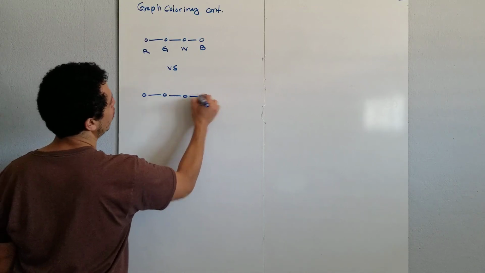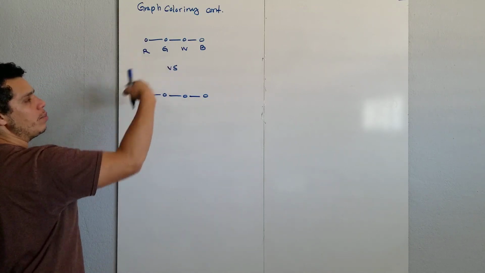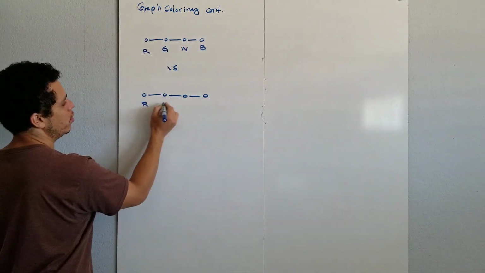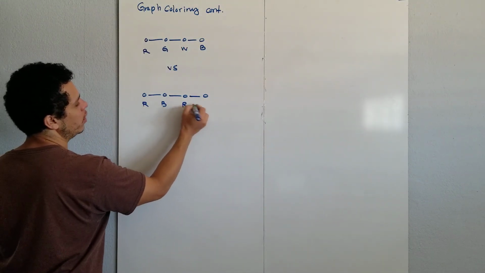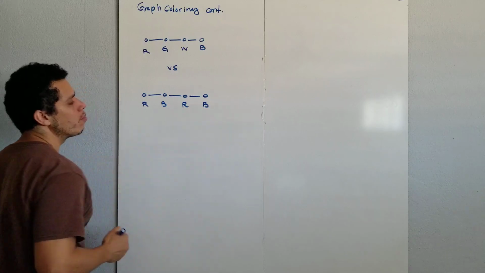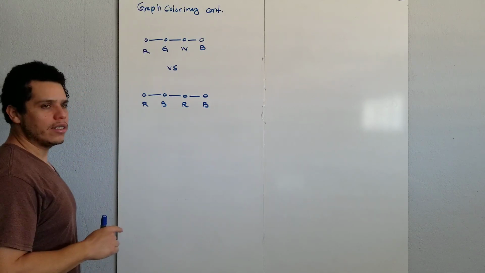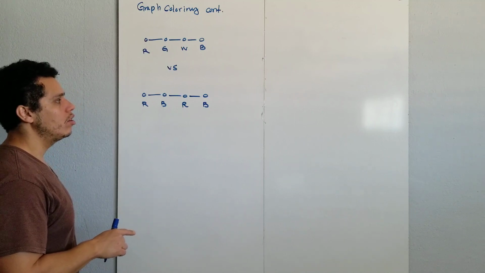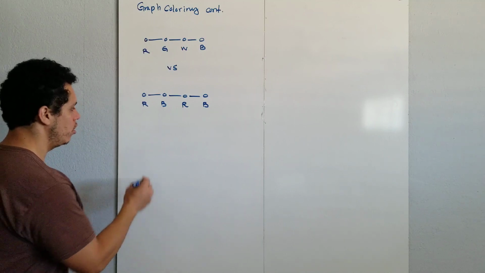I can keep the graph here and just alternate between two colors that I choose. Let's say red and blue. So red, blue, red, blue. Now that I've seen this, I see that this graph can be colored with two colors.